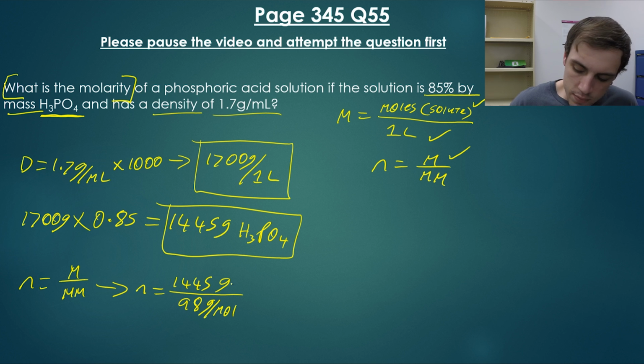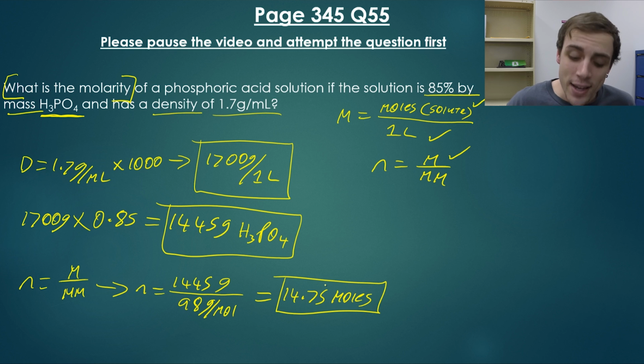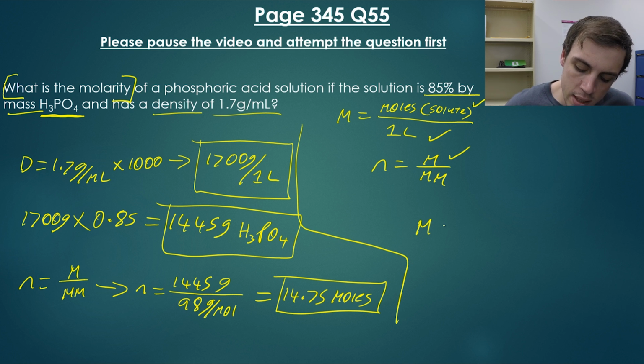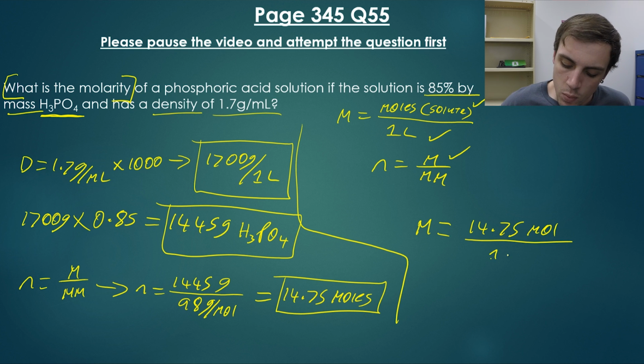So 1,445 divided by 98 will equal 14.75 moles. Okay, so we know our moles of our solute, which we can tick up here. So that means that our lucky last final step is molarity is equal to the number of moles, which is 14.75 moles, divided by the volume in liters, which is 1 liter, meaning that our molarity is 14.75.